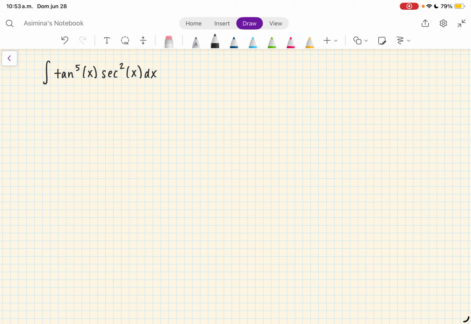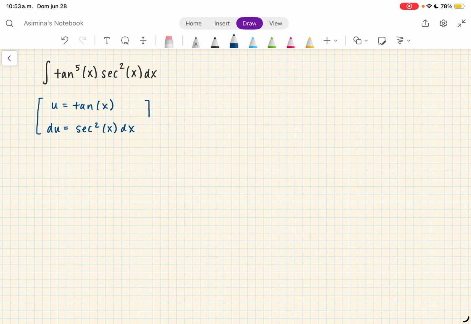Well, I notice I have tan raised to some power and I have a secant squared. How are secant squared and tan related? Well, the derivative of tan is secant squared. So what I can actually do in this case is I can let u equal tan. So if u is tan of x, then du is secant squared x dx.